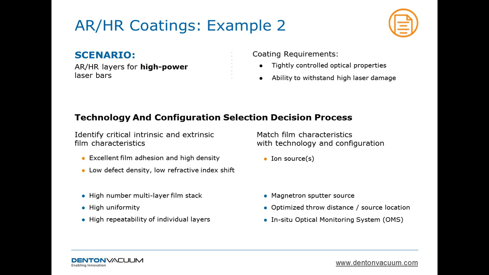And another critical film property, in this case, would be high repeatability of individual layers, so layer-to-layer control. So here we would have to have a sophisticated process control system, and maybe in this case it would be an in situ optical monitoring system.